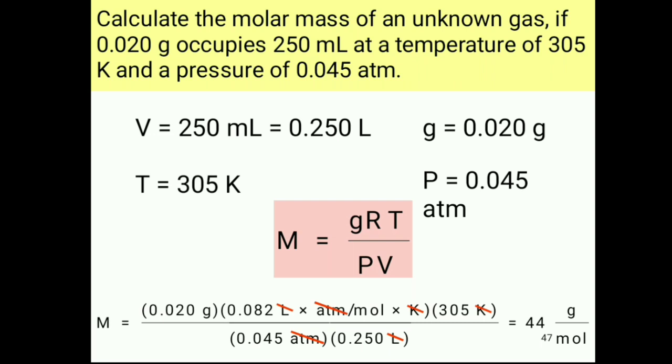Cancelling all the similar units between numerator and denominator, we shall have the ratio of gram and mole as the unit left. So doing the operation, we will have the final answer of 44 gram per mole, which is our molar mass for the unknown gas in the problem.